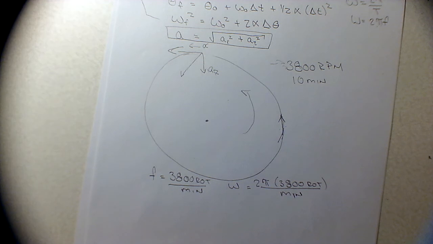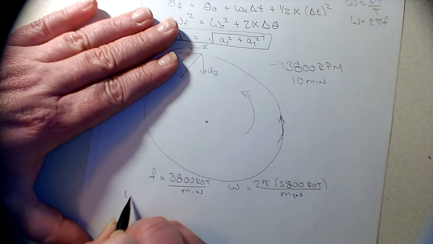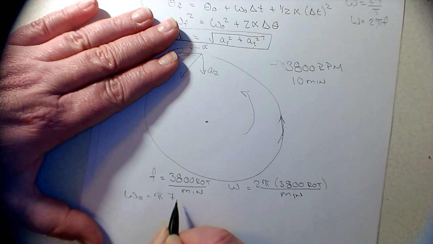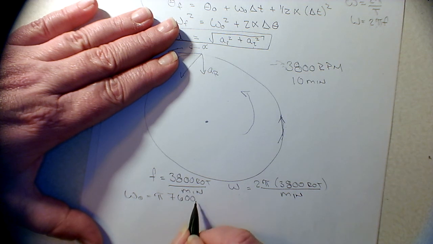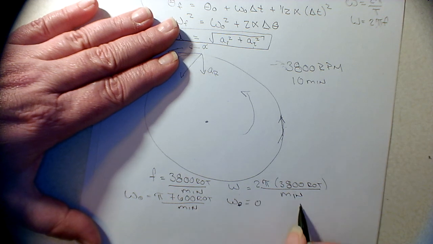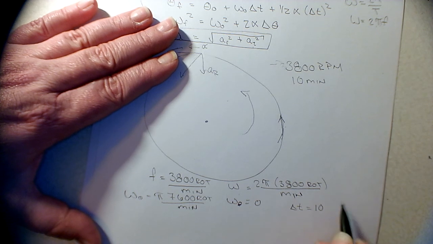So let's see. I'm going to have then omega naught is pi times 7,600 rotations per minute. Sorry, it's doing the mental math. I probably shouldn't do that. That's my omega initial. It's coming to a stop, so my omega final is 0. And I know the time that it takes to get to that stop is 10 minutes. So delta t is 10 minutes.